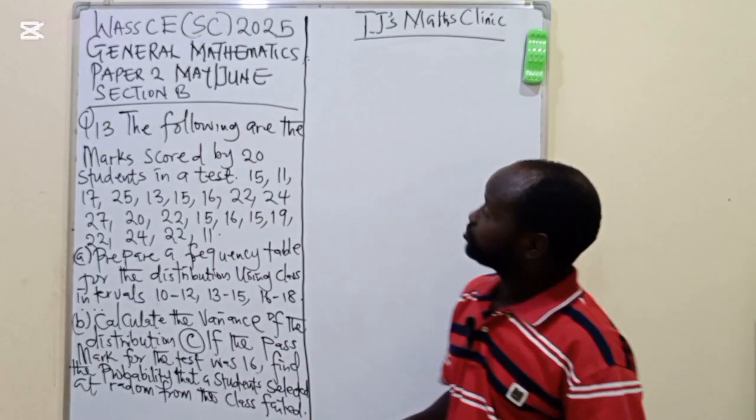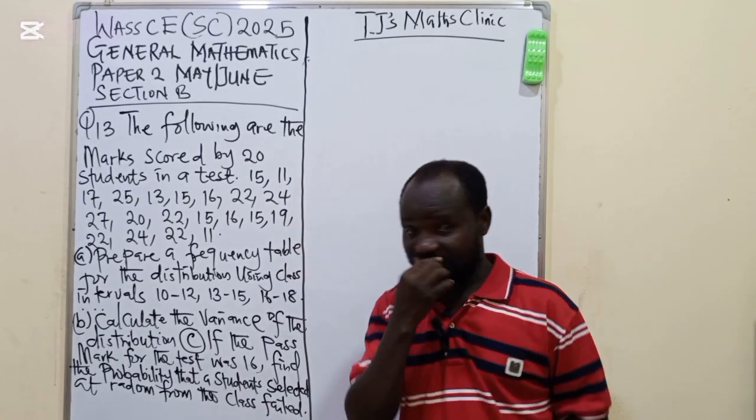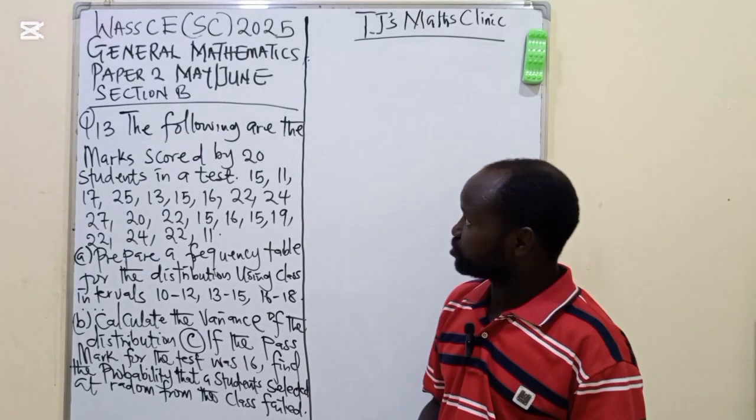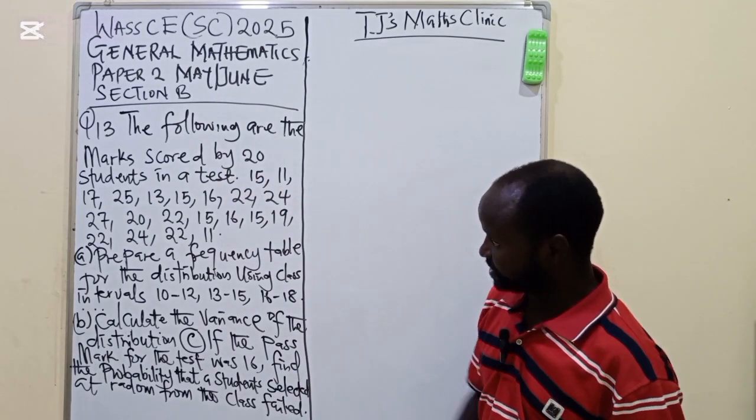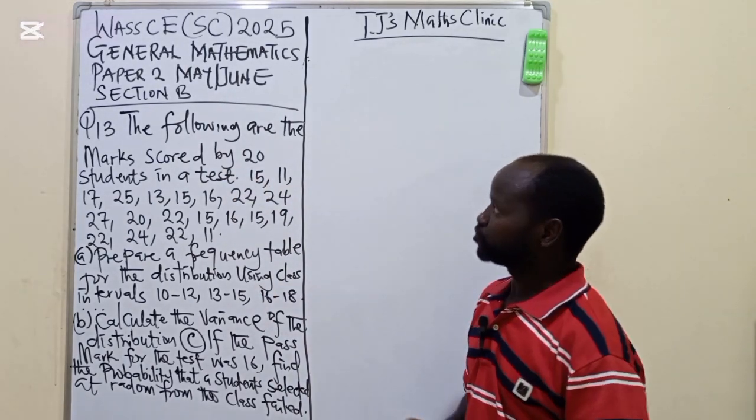Still on WAEC 2025 with us here is General Mathematics Paper 2, May/June, Section B. The last question, which is question 13. This question 13 carries 12 marks.